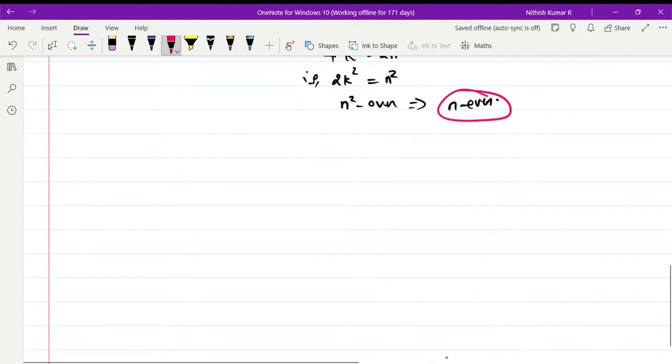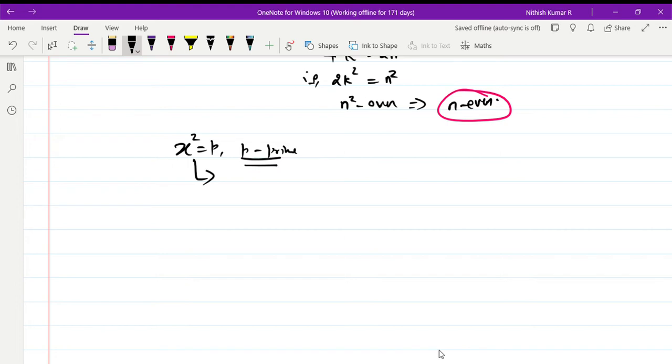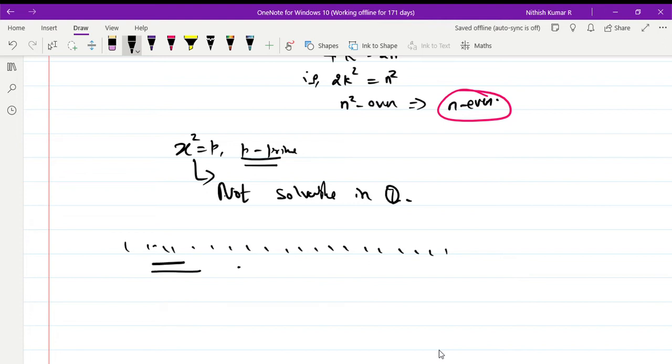Now similarly, if I go with the equation x square equal to p, where p is a prime, whether this is solvable in Q, if I go with the same method, by using the property of prime, we arrive that this is not solvable in Q. That means if I list all the rational numbers, then these rational numbers contain natural numbers as well as integers, but still my x square equal to p is not solvable in this.